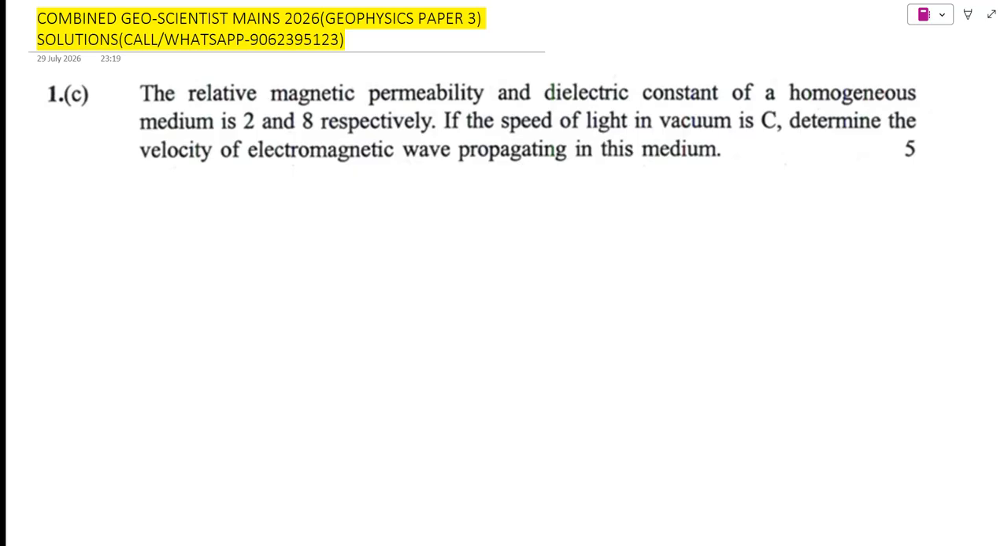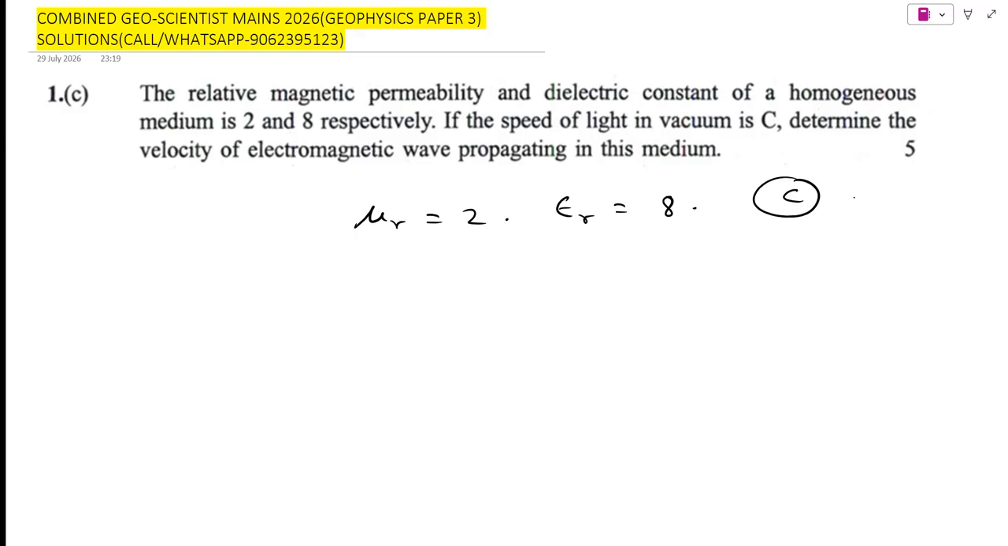Okay, so first, the question says the relative magnetic permeability mu r is 2, the relative dielectric constant epsilon r is 8, and the speed of light in vacuum is c. We have to determine the velocity of the electromagnetic wave inside the medium.